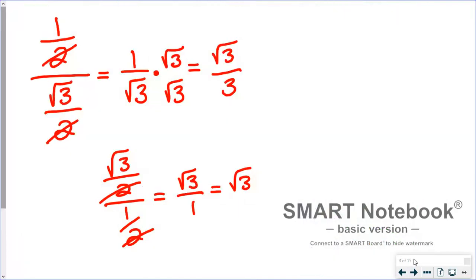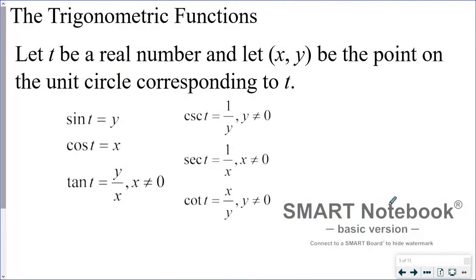Okay, now this is kind of what I already talked about, where sine is the, I call this theta because I typically do. But sine is your y coordinate, cosine is your x coordinate, tangent is your y divided by your x coordinate.